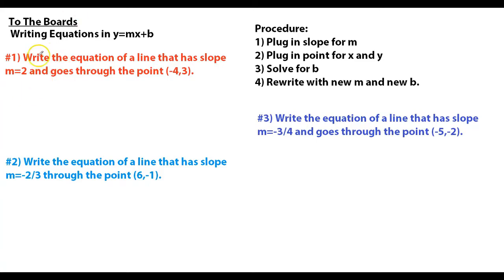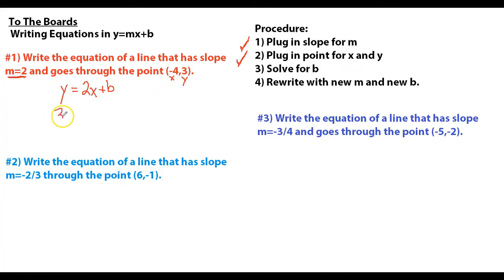Okay, here we go. Write the equation of a line that has a slope of 2 and goes through the point -4, 3. So in step number 1, they say find the slope and plug it in for m. Now they told me m equals 2, so I'm going to write y equals mx plus b, but instead of m, I'm going to do 2x plus b. Okay, great. That's step number 1. Plug the slope in for m. Step number 2, now replace the x and the y with my point. So this is my x and this is my y.